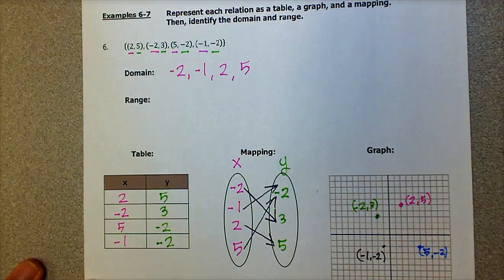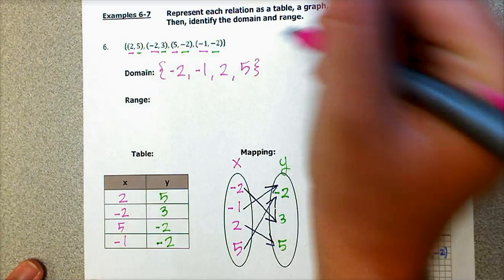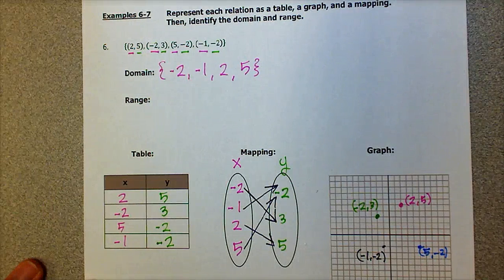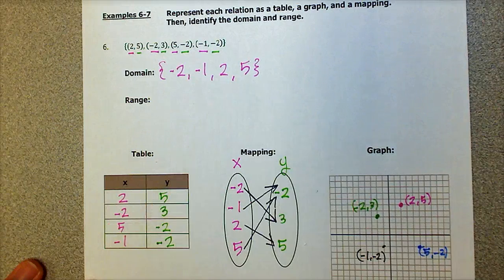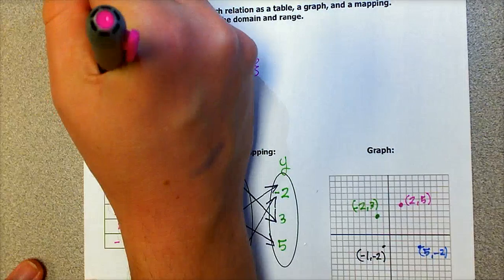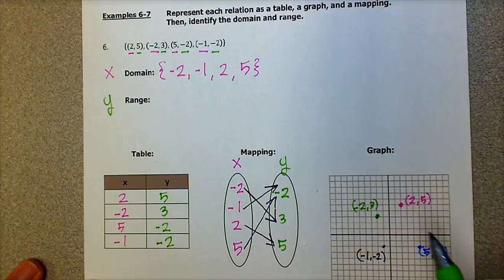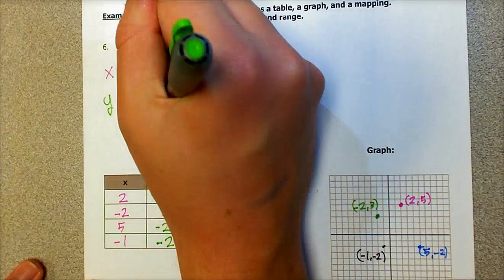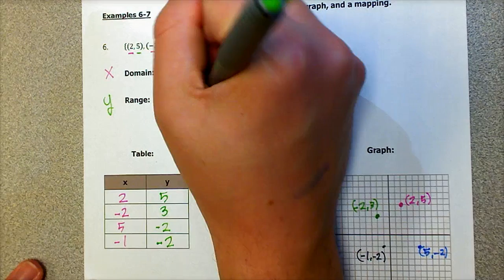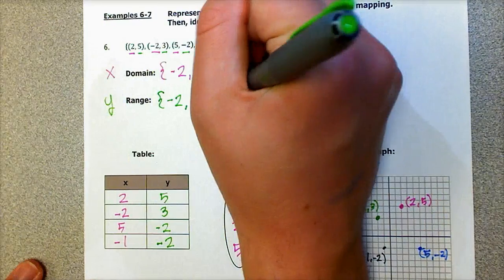Now, when you're listing a domain or listing a range, you list that set of numbers in braces. So those are these squiggly lines. You don't list them in parentheses. You list them in braces because, again, these aren't ordered pairs. These are just the x values of your ordered pairs. The range, we do the same thing, but for the y values. If I look at my mapping diagram, I already have them listed in order. Negative 2, 3, and 5 are my y values, so those values are my range for this relation.